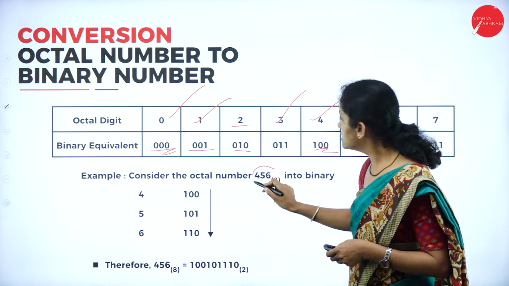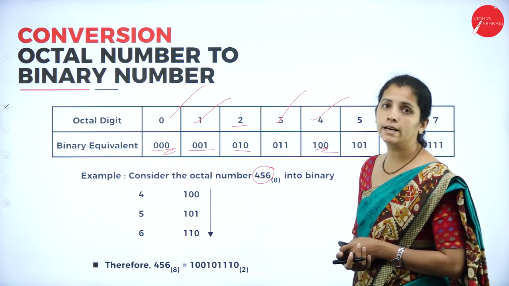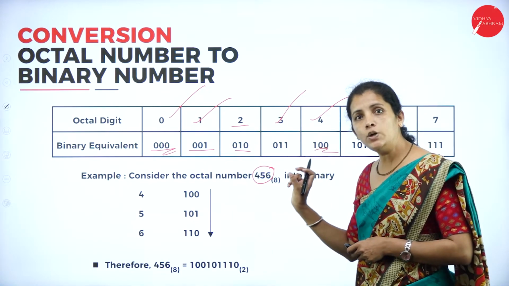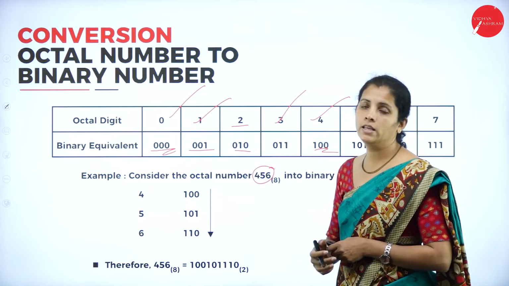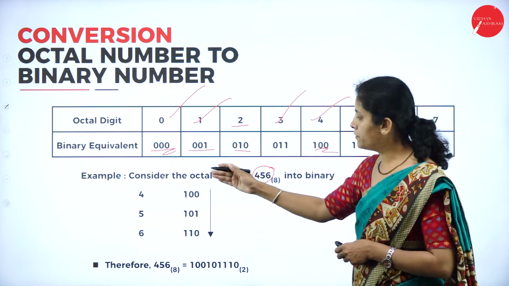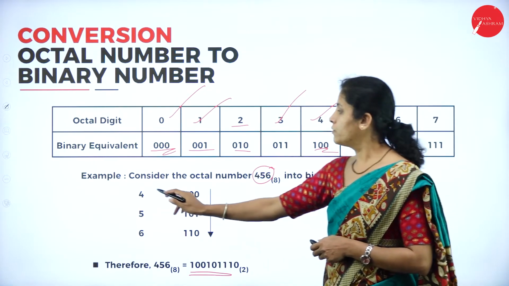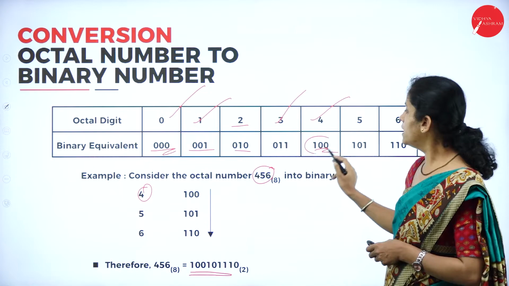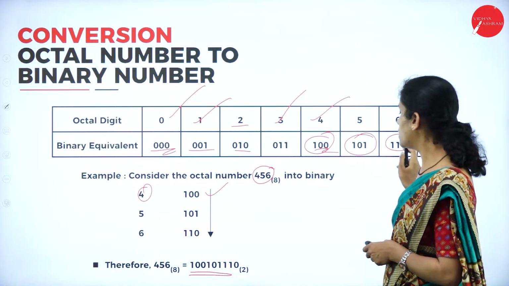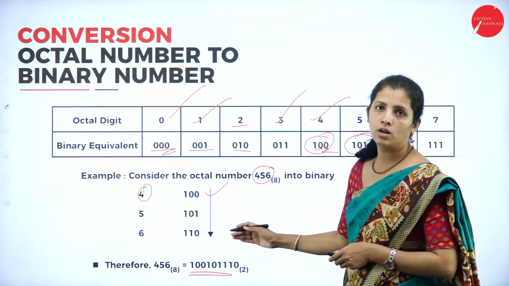Now let me consider the example here. This is my octal number, and I want to convert that octal to binary. So what I'm going to do? I'm going to extract each individual digit, and I'm going to write the binary equivalent. And while writing, I'm going to start from top to bottom. So this is my final output. For 4, what is the binary equivalent? That is 100. For 5, 101, and for 6, 110, and I'm going to start writing from top to bottom.